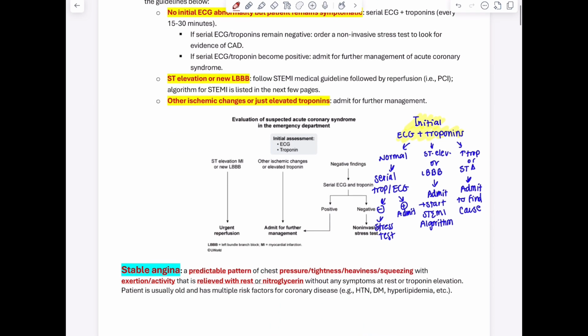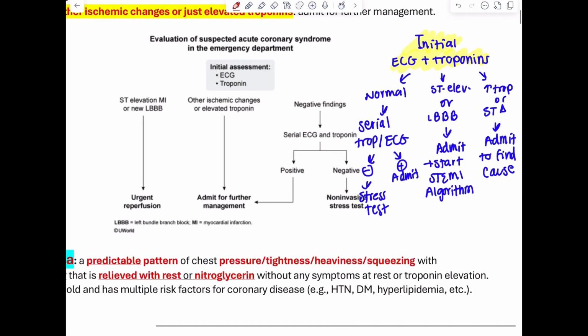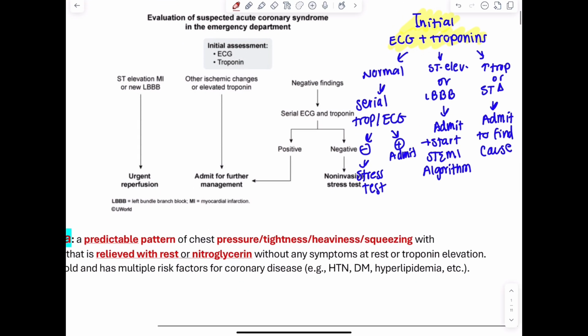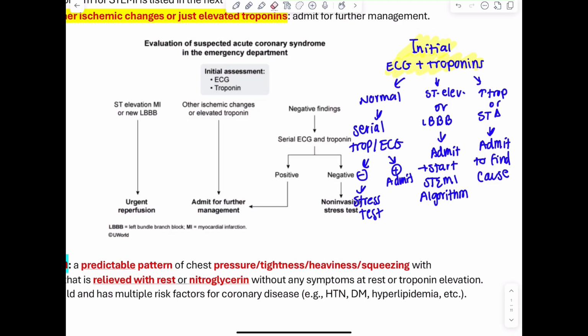So here is a diagram that I got from UWorld, and you're probably going to come across it when you do questions, but let's say you did right here, you did your initial ECG and troponins. You're going to get one of three results. One is going to be completely normal right here.